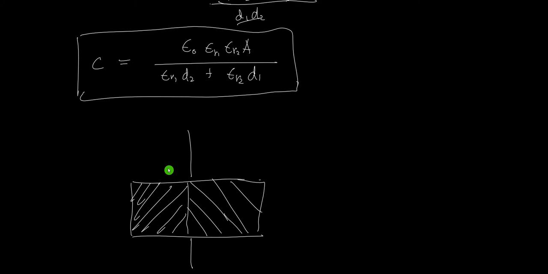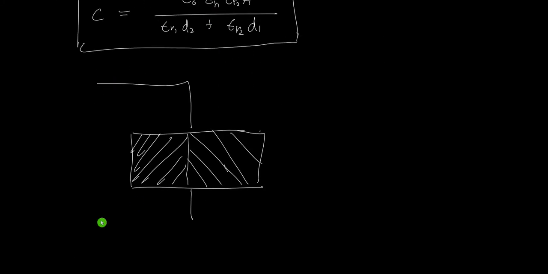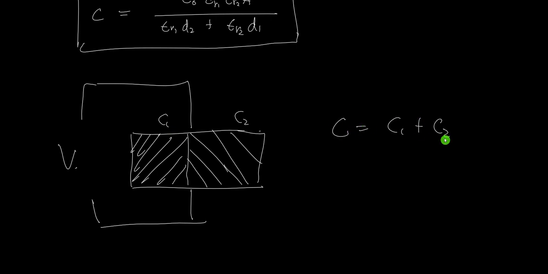So the equivalent of this will be, if this is in parallel, this one will be in series. So the two capacitances in parallel. If this is C1 and this is C2, they are connected in parallel. So the formula for C will be just C1 plus C2. And the good thing here is they have the same distance, D and D, but they have different areas.